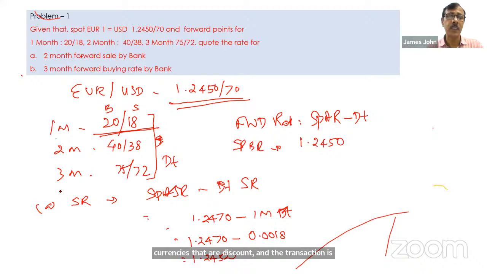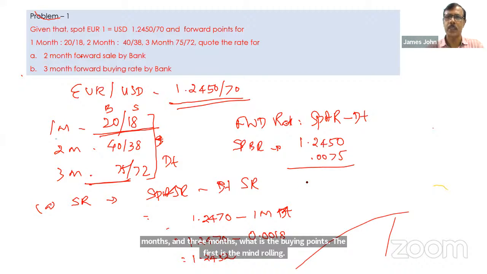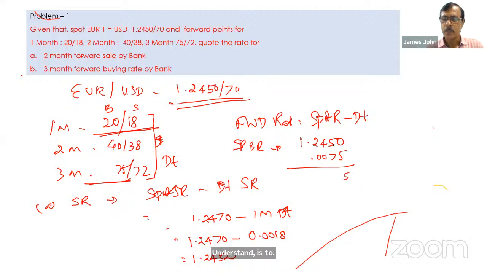Now look, the currency is at a discount and the transaction is a buying. When the currency is at a discount and the transaction is buying, you have to allow the discount up to that month. So 3 months means 3 months. And for 3 months, what is the buying points? The first is the buying points, 0.0075. You subtract. Understand?